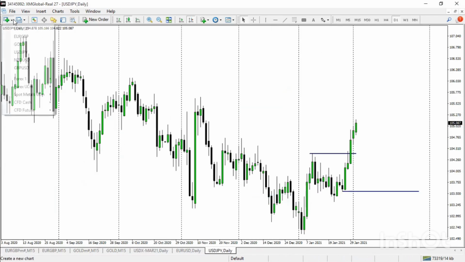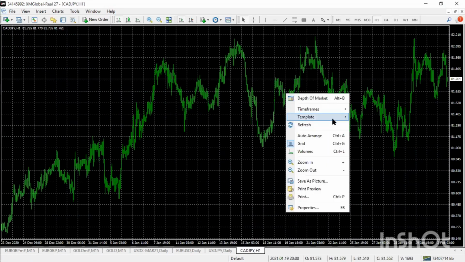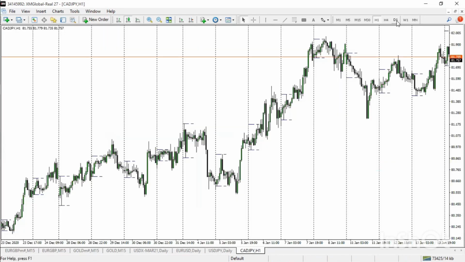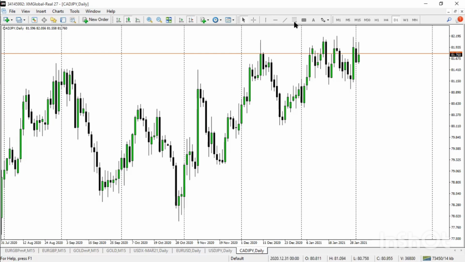Let me look for a different one. Maybe something completely different. Cut JPY. Right. This is a mess. Anyway, it's okay. Last swing low, swing high. We have the last swing high here. Because of 1, 2, 3.